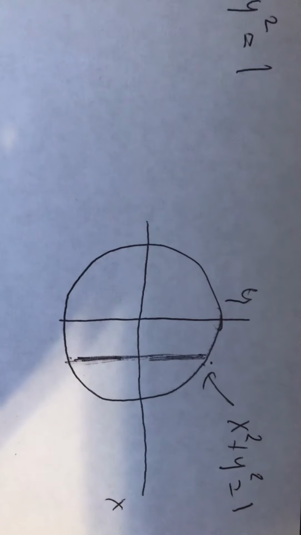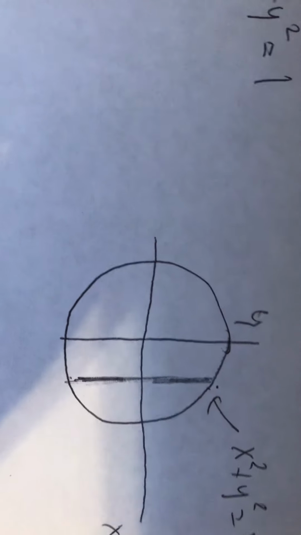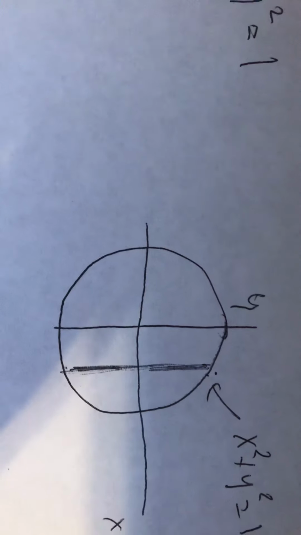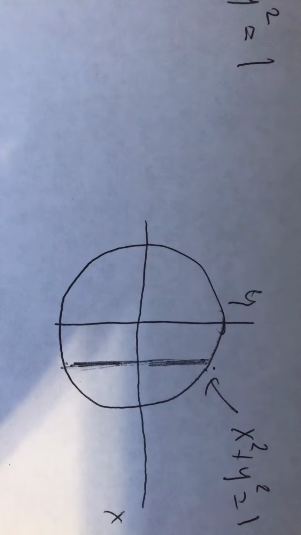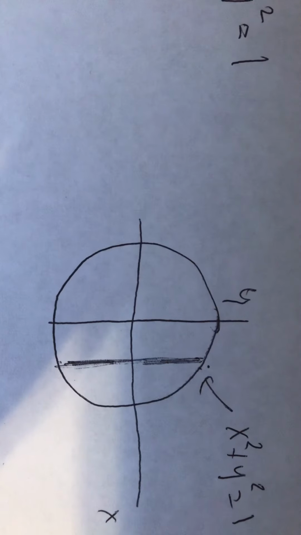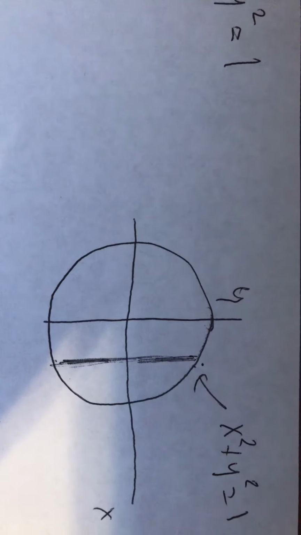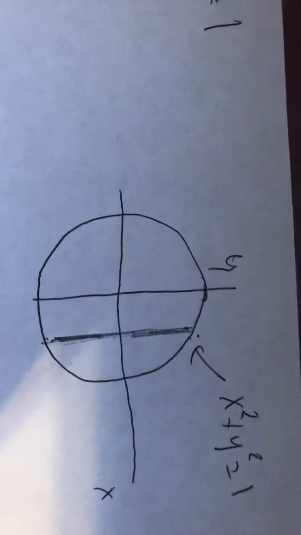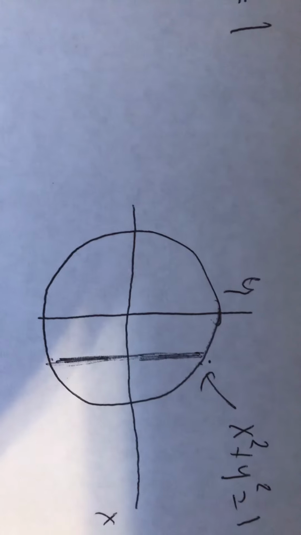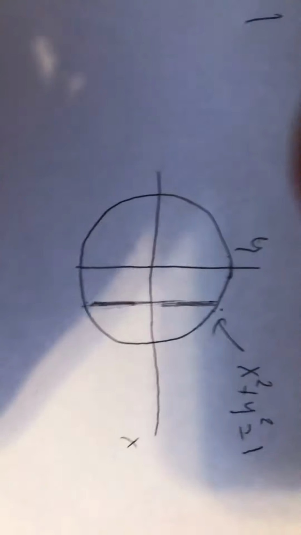All right, we are told that the area for a, wait, no, we're not. It says to show that the vertical cross sections have area square root of 3 times 1 minus x squared. Okay, let me show you that.